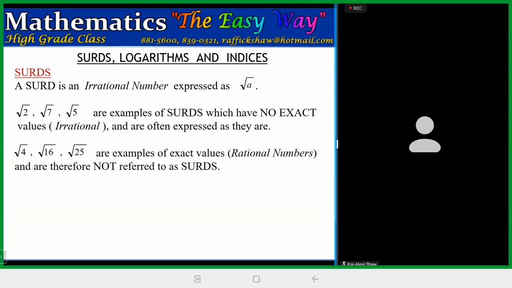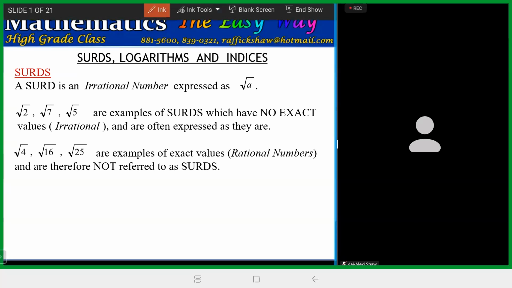Square root of 4, square root of 16, and square root of 25 are not considered surds because those can be worked out into exact values. Square root of 4 is 2, square root of 16 is 4, square root of 25 is 5. So these are examples of exact values. They are rational because when you work this out and it equals 2, 2 is the same as 2 over 1.